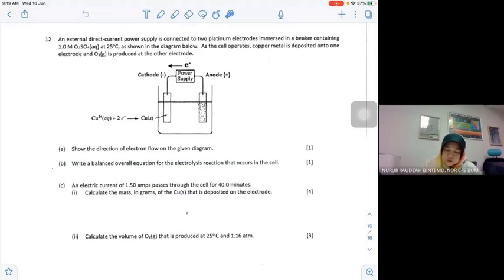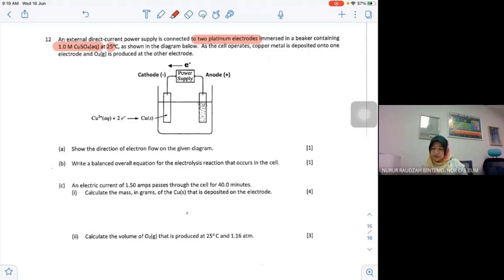Okay, so let's look at question 12. This is an electrolytic cell. The information that we have in the question is two platinum electrodes, which means that we are using inert electrodes that do not involve in the reactions. We are using a copper sulfate aqueous solution as an electrolyte at the temperature of 25 degrees C.